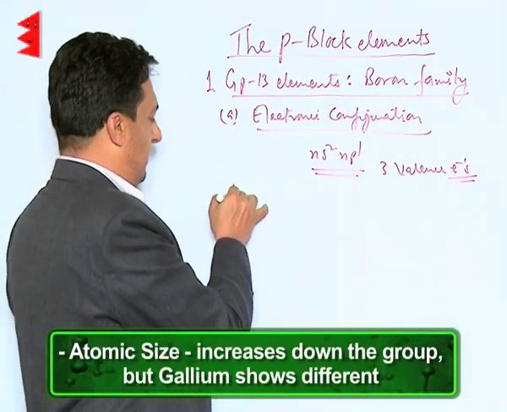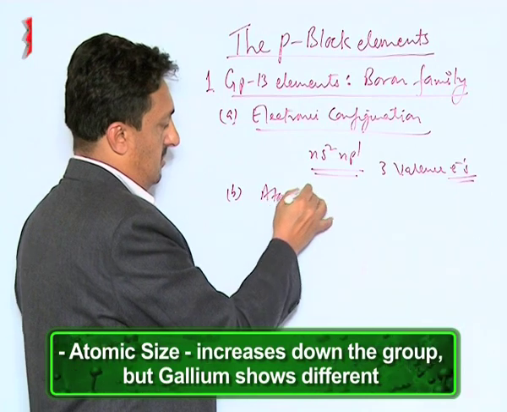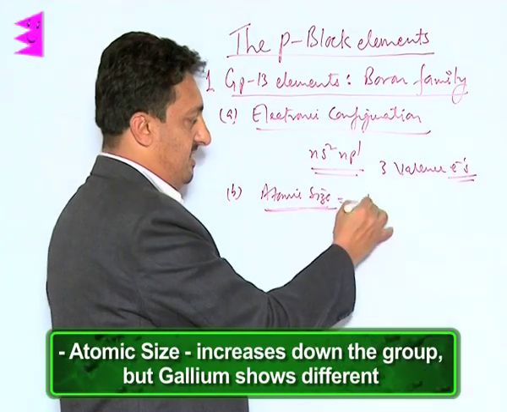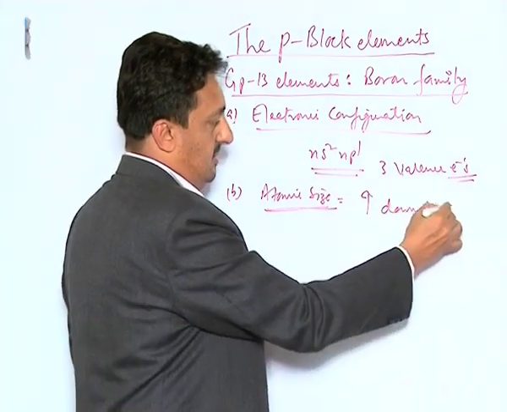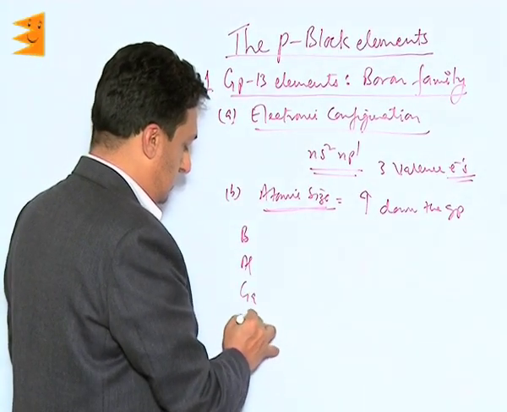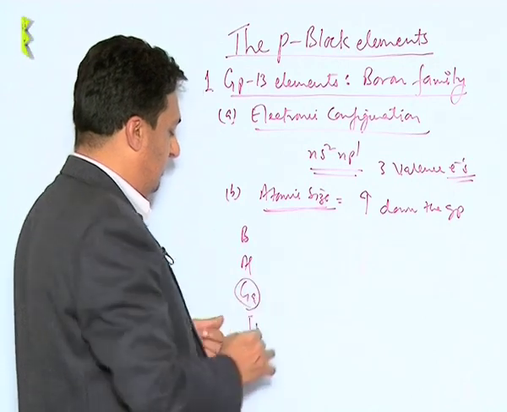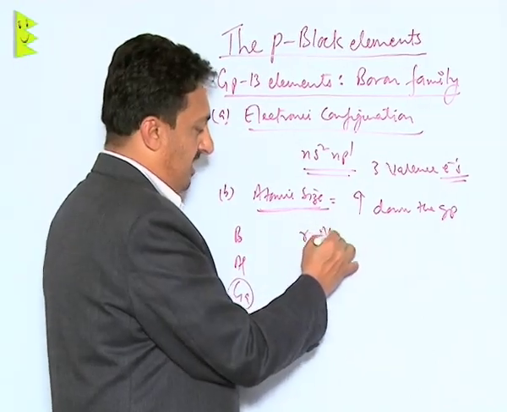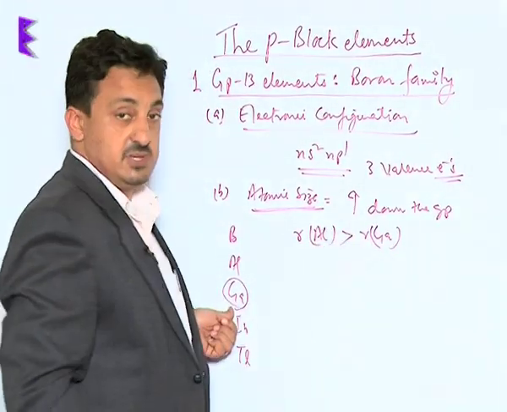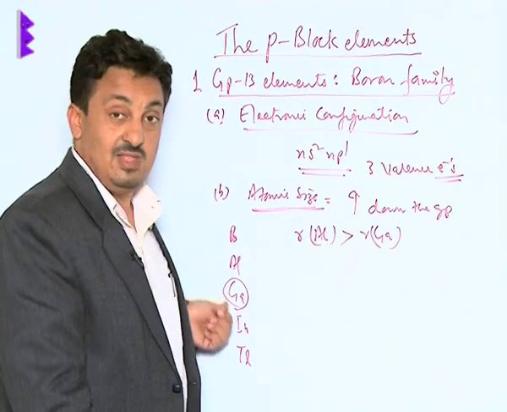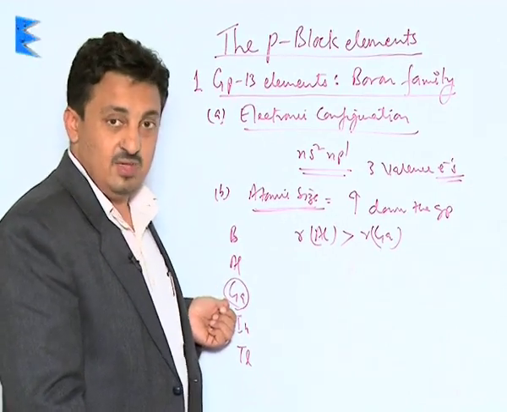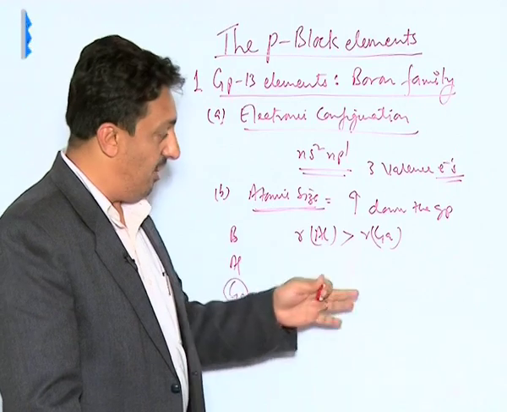Then let us discuss their atomic size. Atomic size increases down the group, but yes, we have a very different behavior in this. The different behavior is of gallium. What we find is that the radius of aluminium is greater than the radius of gallium, and gallium is smaller than aluminium. Though we normally know that as we move down, the atomic size increases, but here the atomic size is decreasing. Gallium is smaller.